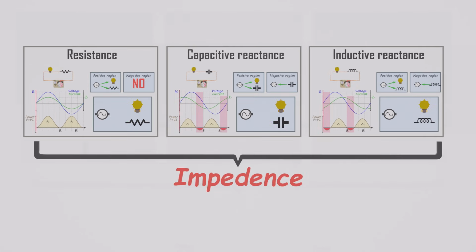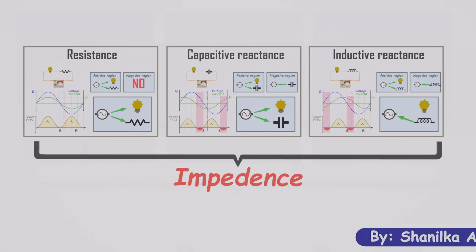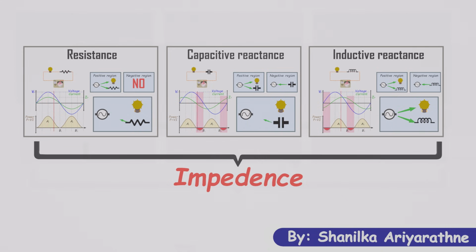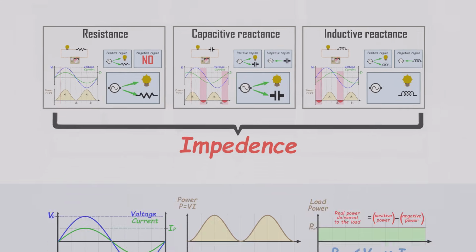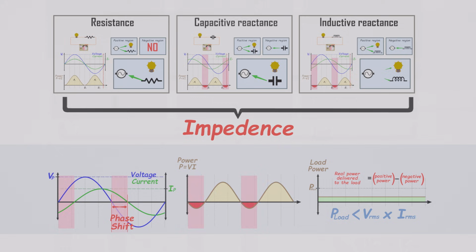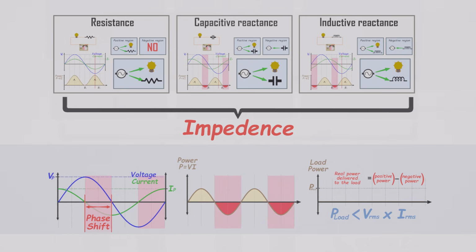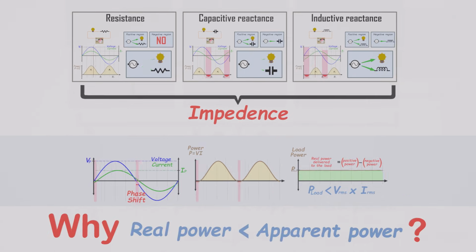In this video, we're going to explore resistance, reactance, and impedance, three key ideas for understanding AC circuits. We'll also look at phase shift and see how it affects the way power flows in a circuit. Along the way, we'll answer an important question. Why can the real power delivered to a load be smaller than the apparent power supplied by the source?